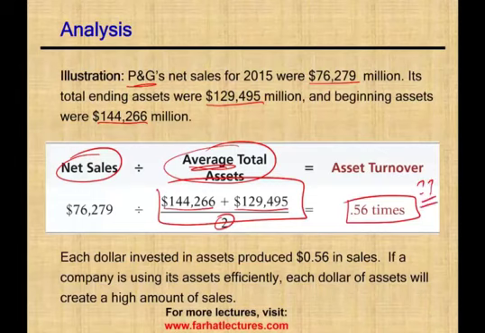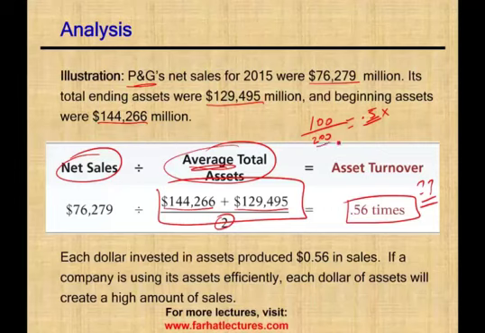The first thing, if you want to understand, is what does the asset turnover mean? Well, let's use some simple figures. Let's assume you had $100 of sales and $200 of assets, average assets. 100 divided by 200 gives you 0.5 times. The ratio is 0.5. What does that mean?